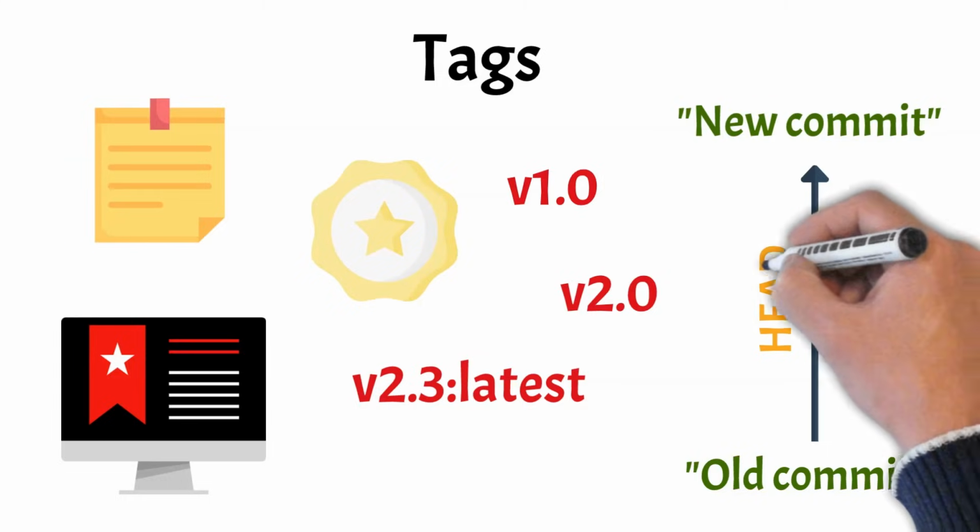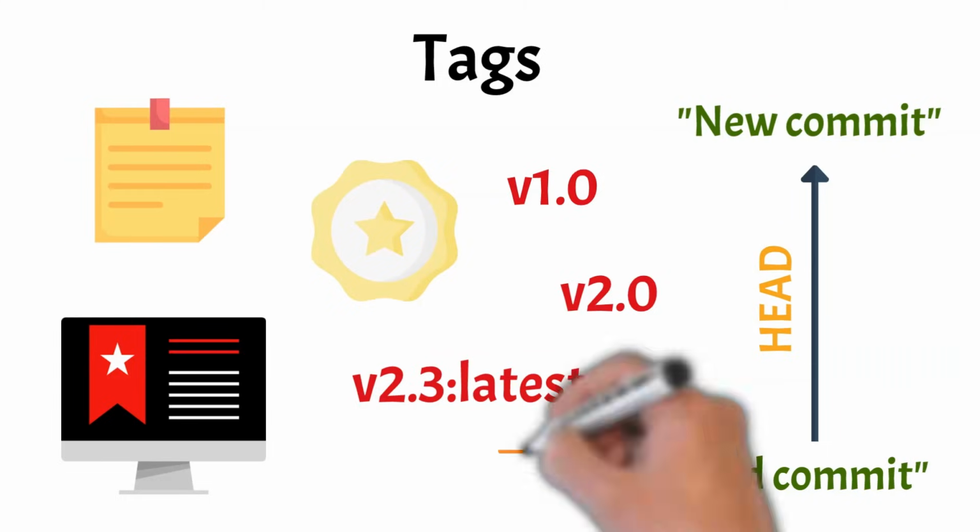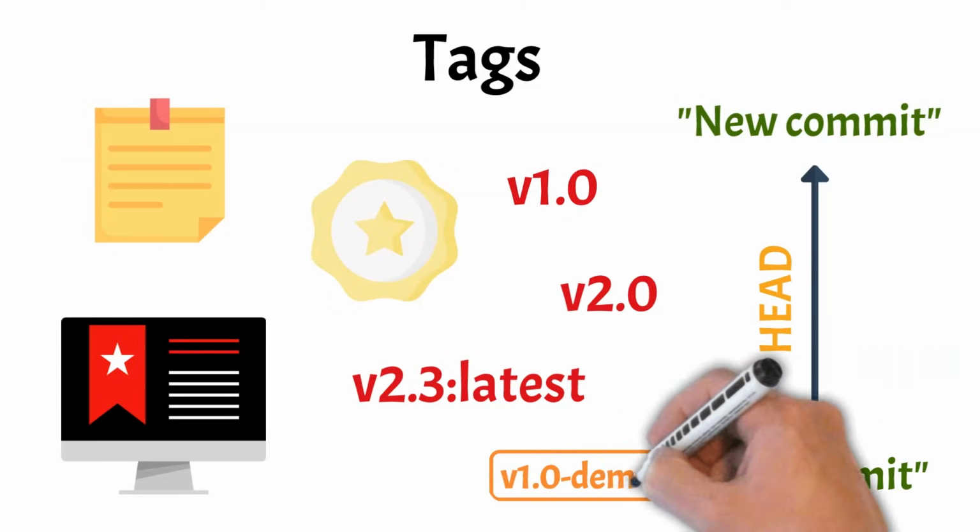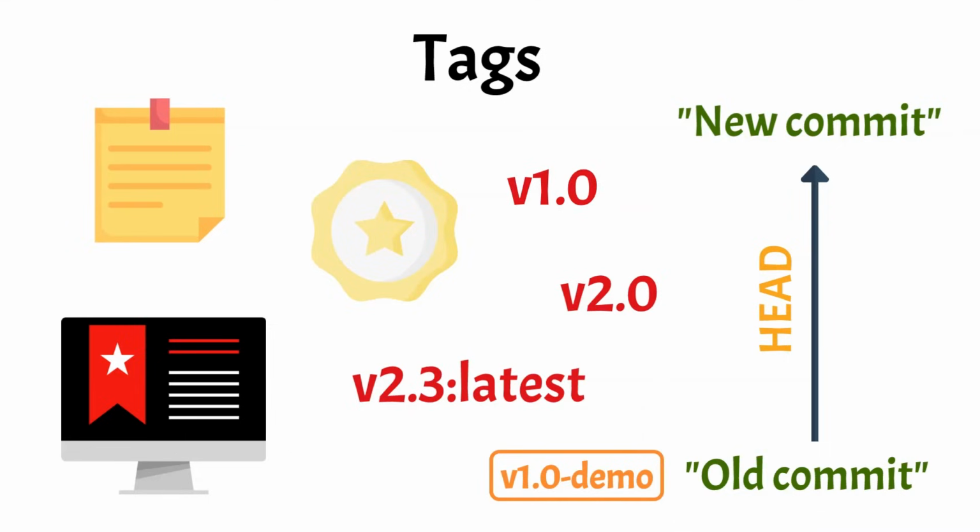For example, even if HEAD has moved to a newer commit, the tag version 1.0 still points back to that older version, making it easy to revisit whenever you need.